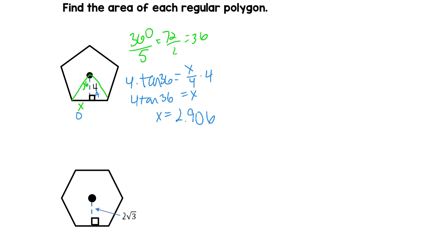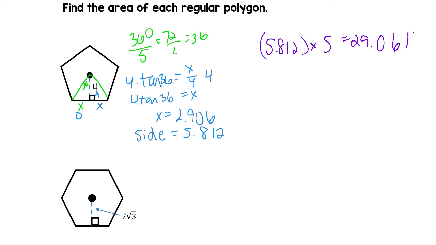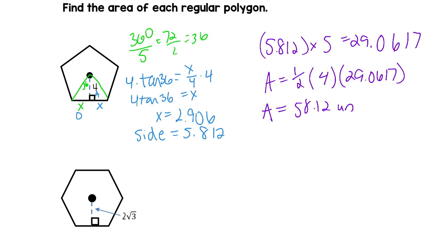So if that's just X and I want the length of the whole side, I multiply that by 2. And that means my side length is 5.812. So I need the perimeter. If I can get the computer to work. There we go. The perimeter of my pentagon will be the length of the side times 5. And that's 29.0617. My area is 1/2 the apothem length times the perimeter. And I get my area to be 58.12 units squared.